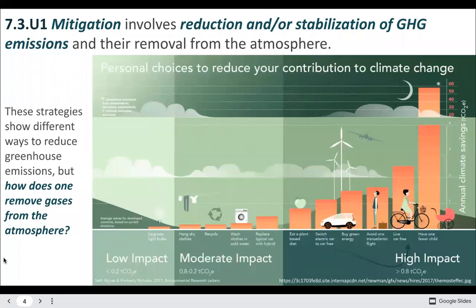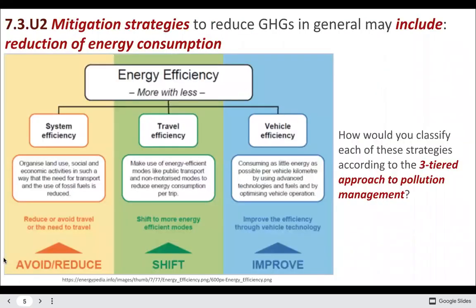So mitigating involves reducing and/or stabilizing greenhouse gas emissions and then removing them from the atmosphere. So trying to reduce our emissions and also focusing on carbon sequestration, taking it out of the atmosphere, putting it into other places. So we could reduce energy consumption by making our systems more efficient, by making our vehicles more efficient, by traveling in different modes.